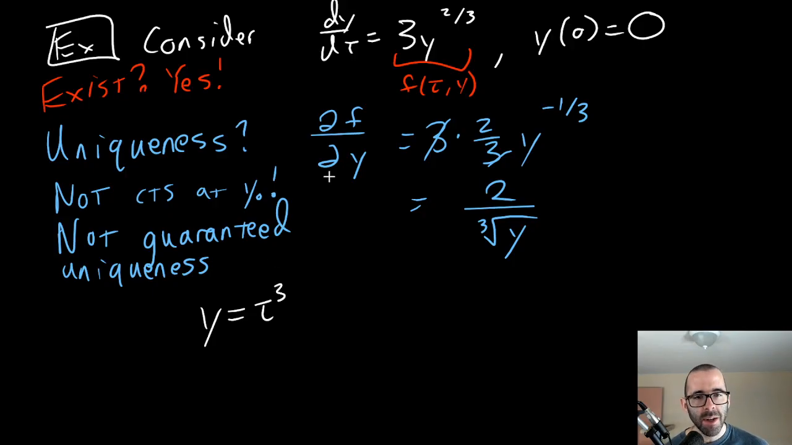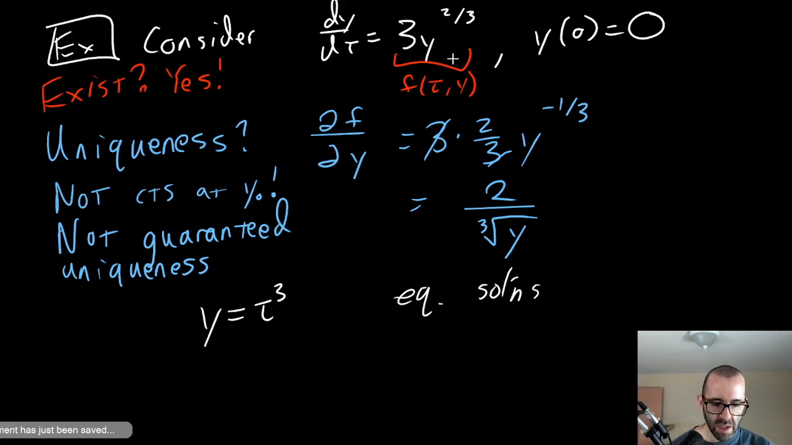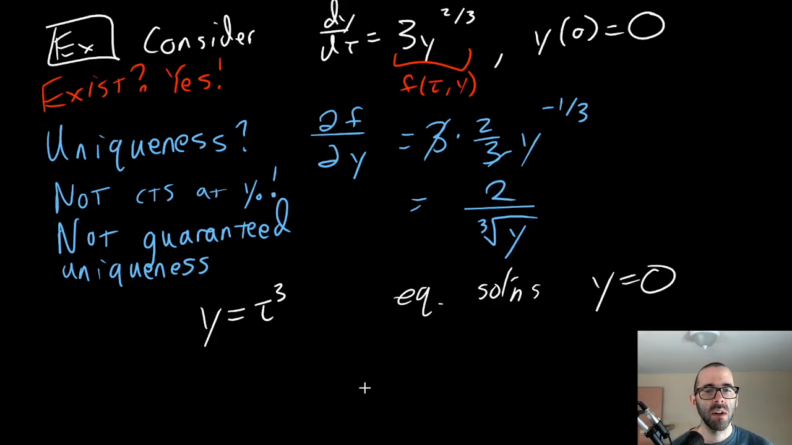But let's talk about the equilibrium solutions. Notice if we look at equilibrium solutions, we get that there's an equilibrium solution of y equals 0. So we have two different solutions that satisfy this initial condition. And that's a little irritating. Let's look at a slope field of this. Again, we don't have uniqueness.